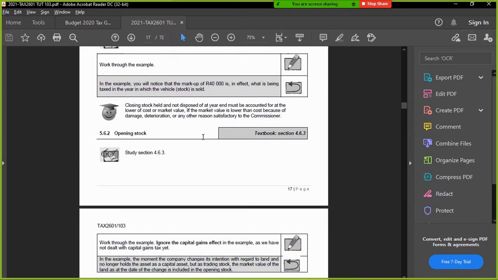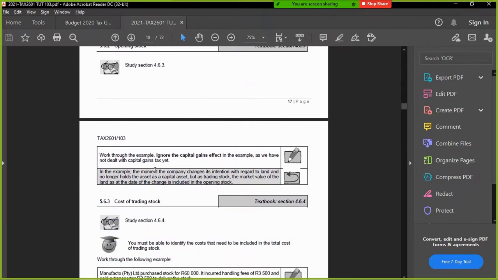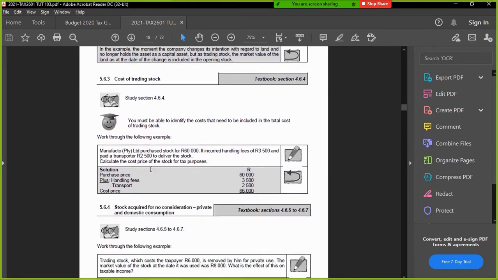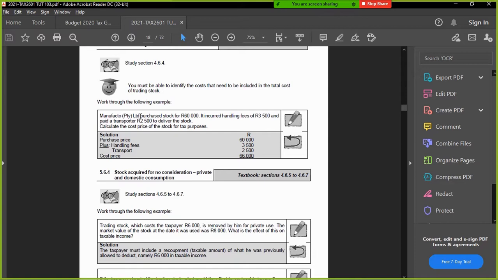What else is there? Oh, okay, here's the opening stock. There's an example. Closing stock, yes, here's an example. Perfect example. M Limited purchased stock for 60,000. It incurred handling fees and transport fees. Obviously those are fees related to delivery and handling. Do you agree? Okay, so those would be deductible. The solution: the 60,000 is the cost price. You're adding those fees to your cost price to work out the amount that you would be deducting, depending on the opening or closing stock.